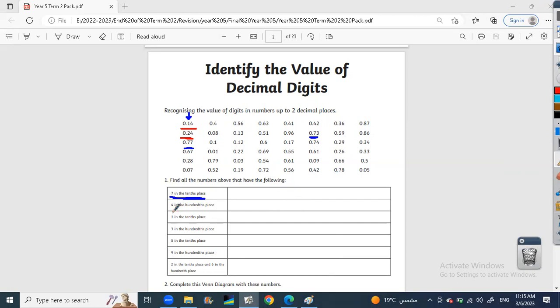Okay, so the next one here says 1 in the 10th place, exactly the same. All right, until they say to you here 2 in the 10th place and 6 in the hundredths place, which is the last one over here.